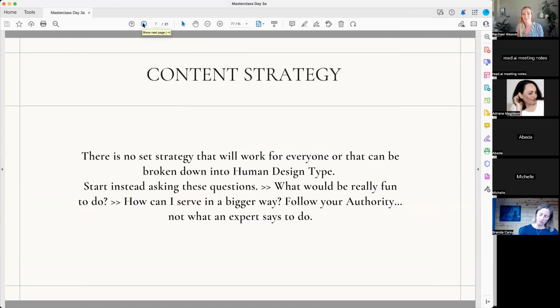Instead of asking what is going to work for me, think about what's going to work for my human design. There we go. Asking instead, what feels really fun? How can I serve in a bigger way? How can I just allow or express myself in the way that I want to? Asking some of those deeper questions will get you a whole lot further than trying to fit yourself into a box.